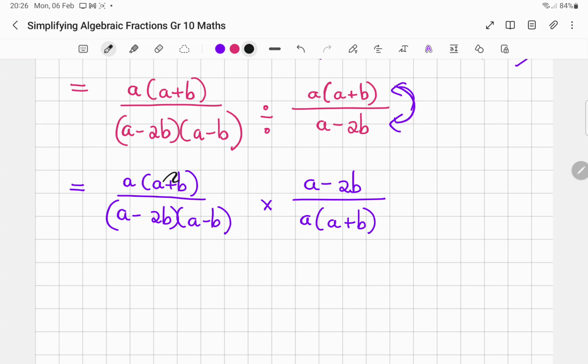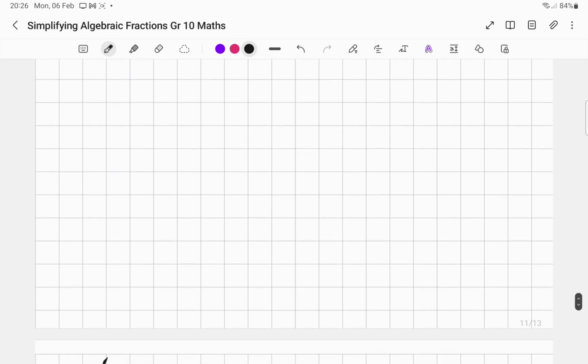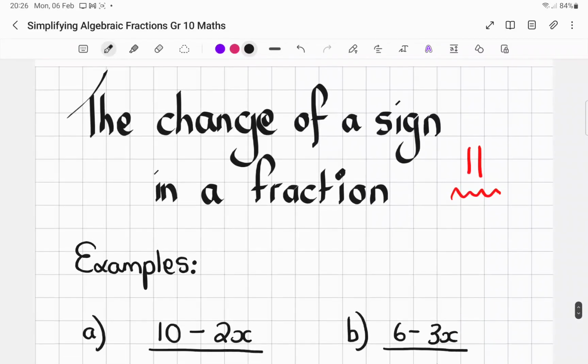Voila, very nice. I can cancel out the a's as well. A minus 2b, a minus 2b. Oh, so cool. Over a, 1 over a minus b. So remember, if there's nothing left at the top, you put a placeholder of 1 to remain a fraction. Good. Okay. All right.